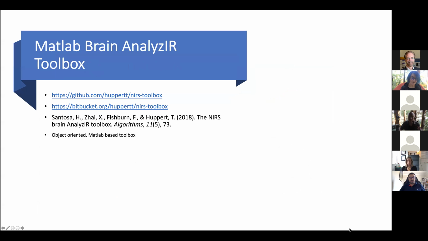Yeah. Okay. So what I was going to talk about is some of the recent advancements we've made to our open source MATLAB toolbox called the Brain Analyzer, or often refer to it as the NIRS toolbox because I'm not creative. So for those who don't know, a couple of years ago, we established this toolbox. It was written by a really great graduate student at the time, Jeff Barker. It's open source on both GitHub and Bitbucket. We mirror those two sites.